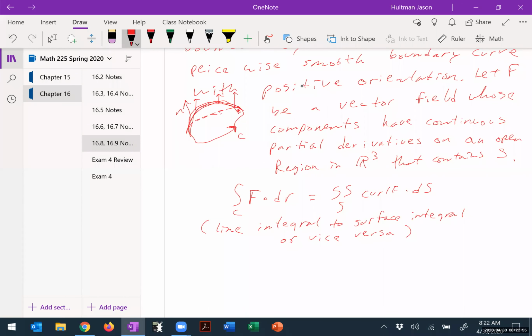Okay, it's basically a form of the fundamental theorem of calculus. We're taking an integration and reducing it, a double integral to a single integral or vice versa. Okay, so let's do an example of this.